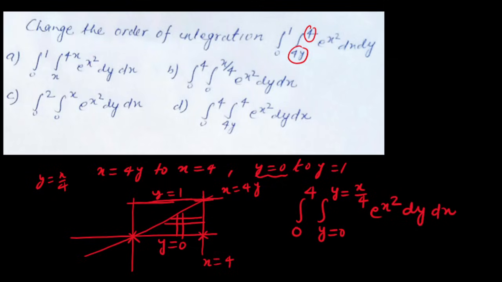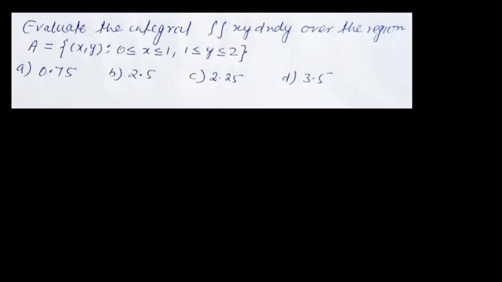So what do you think, which option is correct? 0 to x by 4 and 0 to 4 e to the power x square dy dx. So this option will be correct. Okay. See, smart students can answer this question by even looking at the options, but before you look at the options, it is always better to solve the question and then look at the options.